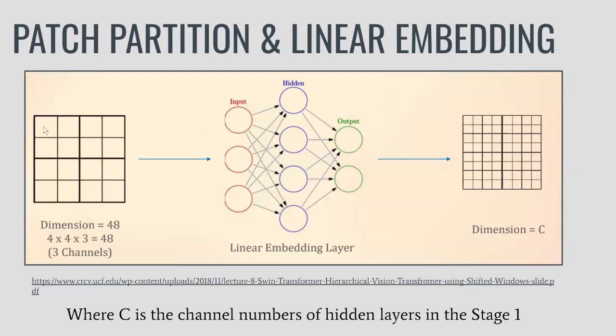So now each token is basically a concatenation of raw RGB values. In the paper here, they have used 4 cross 4 tokens. And so the feature dimension would be 4 cross 4 cross 3, which equals 48, where obviously 3 is the RGB channels.